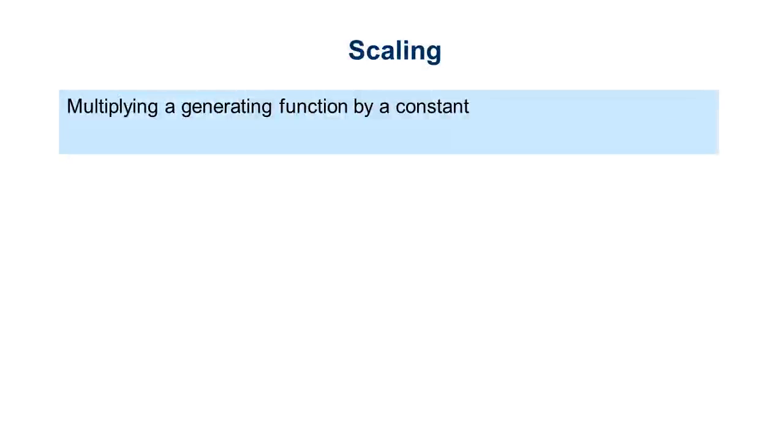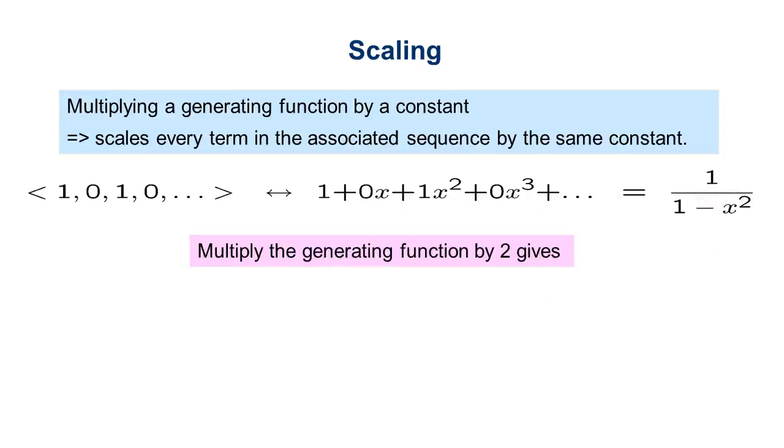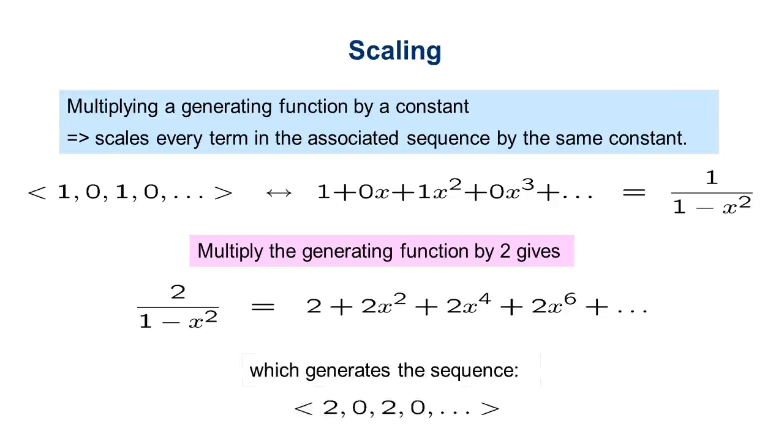Multiplying a generating function by a constant is known as scaling. Here it is the 1 0 1 0 sequence. It is represented as 1 plus 0x plus 1x square, etc. This closed form is 1 divided by 1 minus x square. Now it is multiplied by 2, and it becomes 2 by 1 minus x square. It will become 2 plus 2x square plus 2x to the 4, etc. And it generates the series 2 0 2 0, alternating 2 and 0.